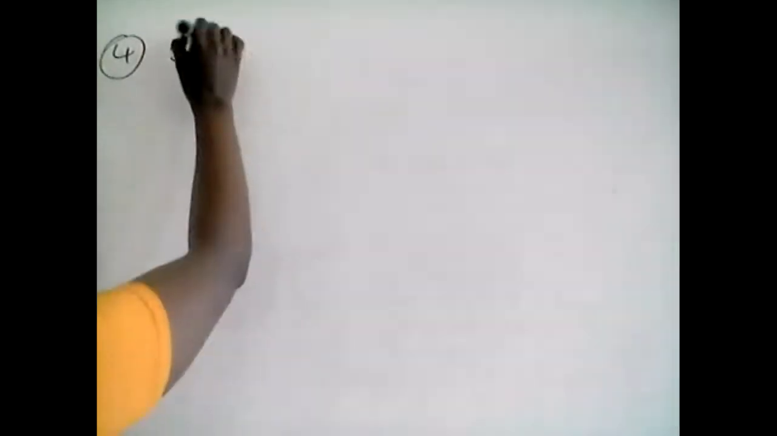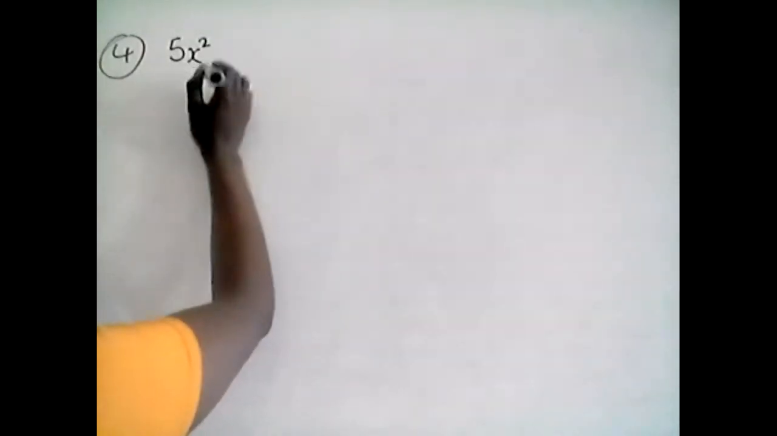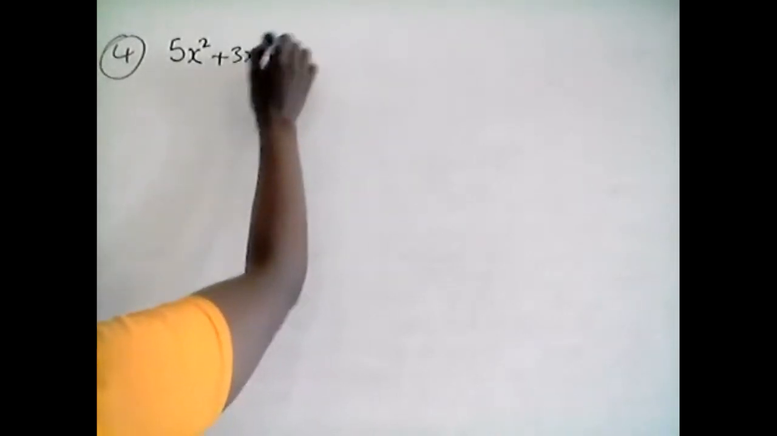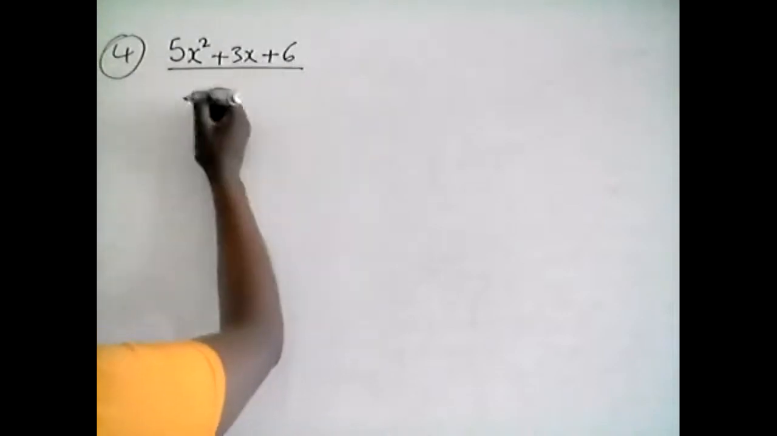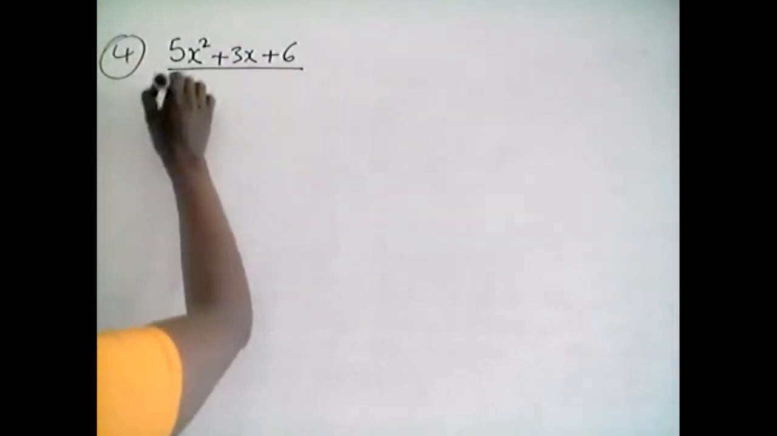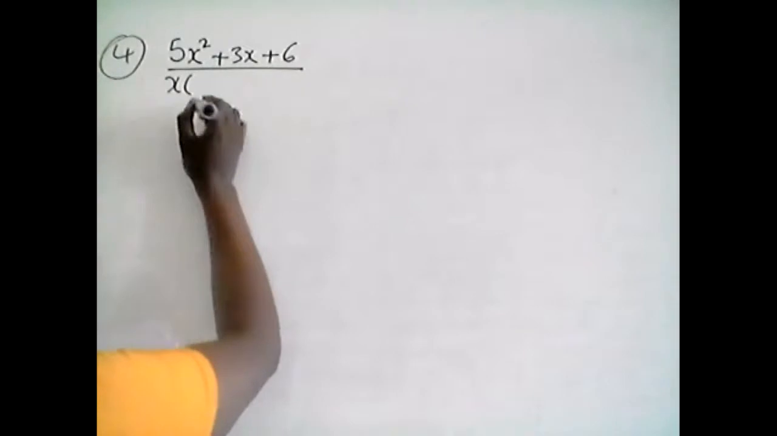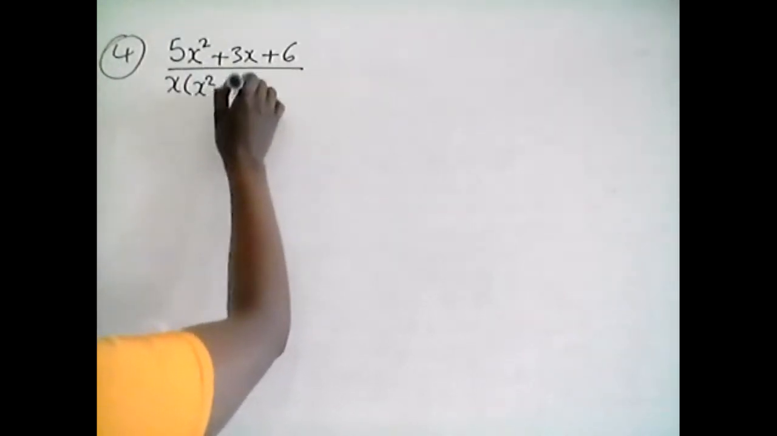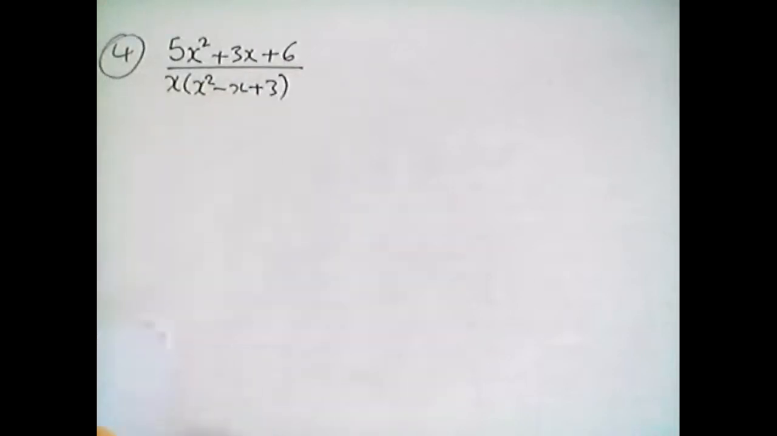5x squared plus 3x plus 6 over x squared minus x plus 3. So first thing, let's look at our denominator and our numerator.